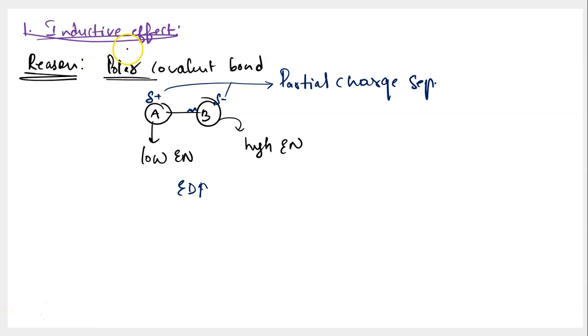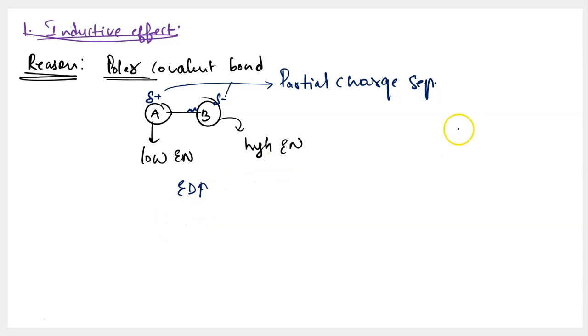So basically, what is the inductive effect? The inductive effect is nothing but this partial charge separation. This charge separation is the consequence, but whose consequence is this? This is the consequence of a polar covalent bond. This is the consequence of a high electronegativity difference in the given molecule.